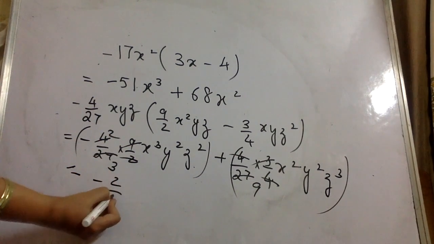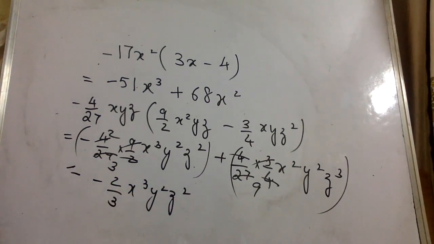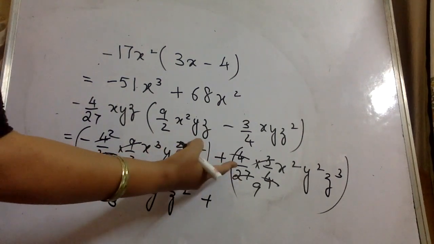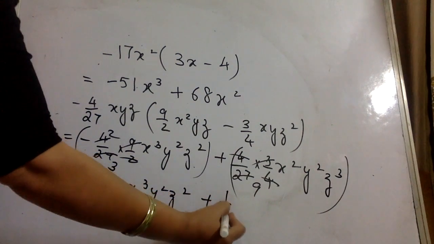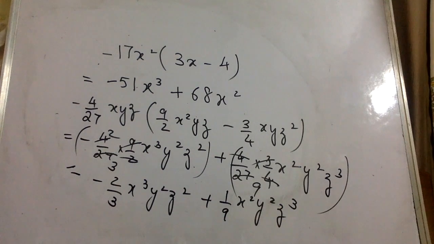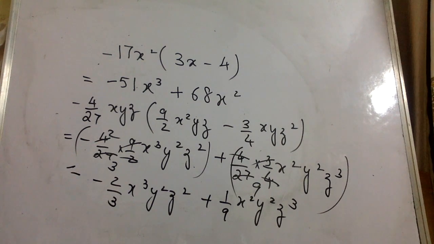Minus 2 by 3 x cube y square z square. Now you can open the brackets. Plus, this is 1 by 9 x square y square z cube. So that is my answer to the question. So this was, it looked confusing, but it wasn't. So let us see few other questions. What are the different types we might get?